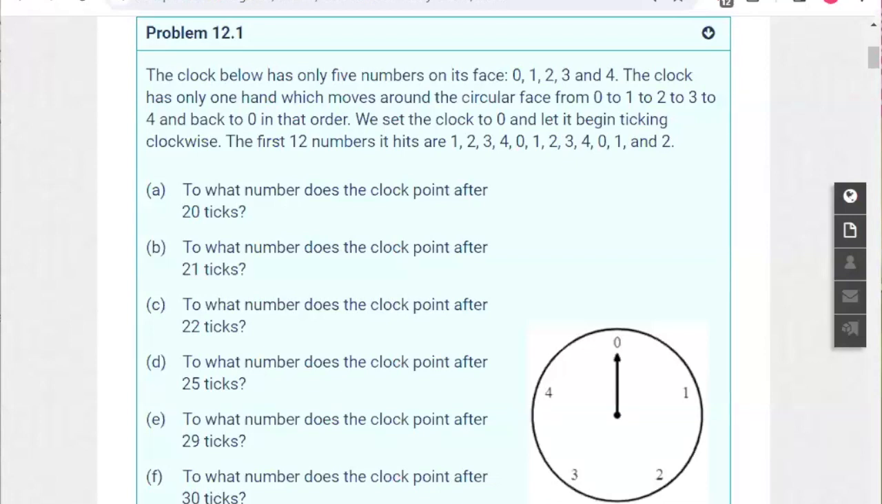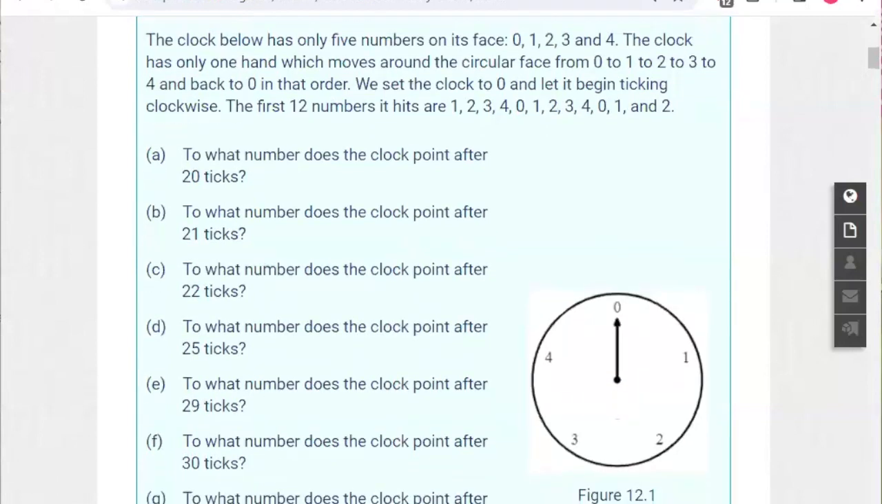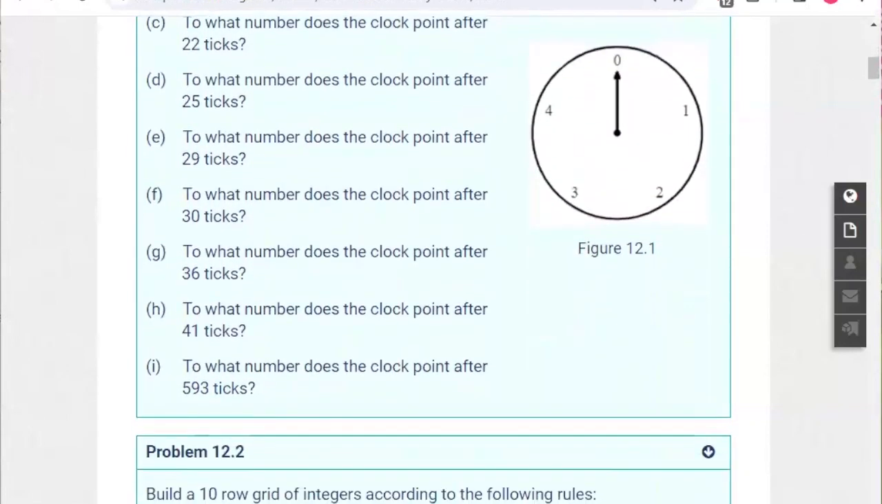F, Charlotte. 30, right? Tell me what you're thinking. 30 equals 6 times 5 plus 0. That's right. So it's going to be in the 0 column. Very nice.